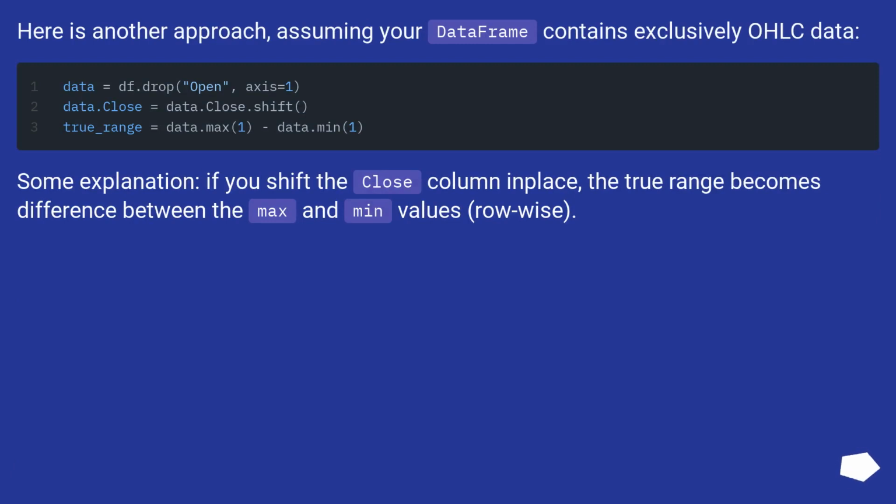Here is another approach, assuming your data frame contains exclusively ULK data. Some explanation: if you shift the close column in place, the true range becomes the difference between the max and min values, row-wise.